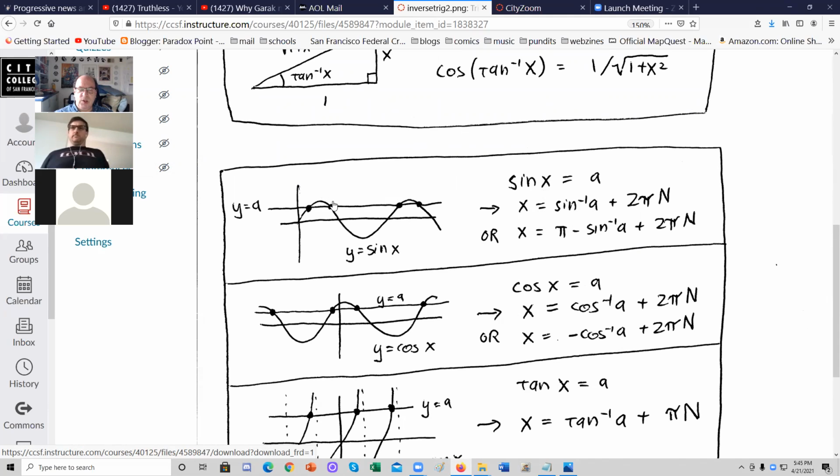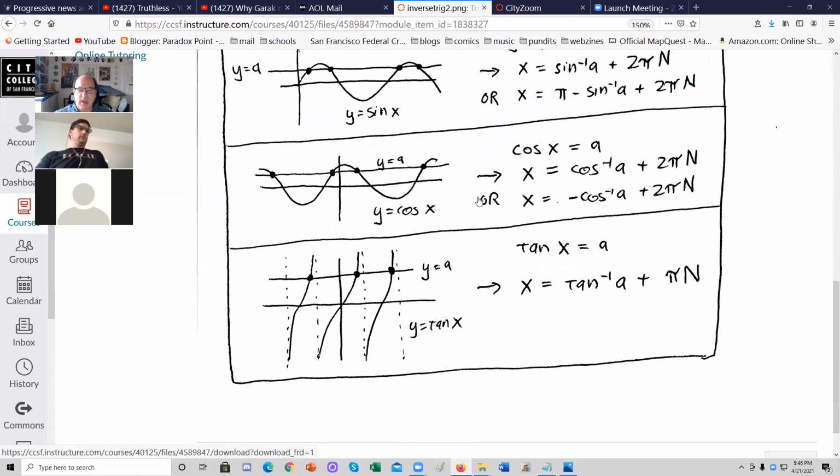There's also this solution here. If this is 0 and this is pi, this is back the same distance, this is forward. So this is at pi minus arc sine a. And again, we add multiples of a full rotation. So those are the solutions of sine x equals a.